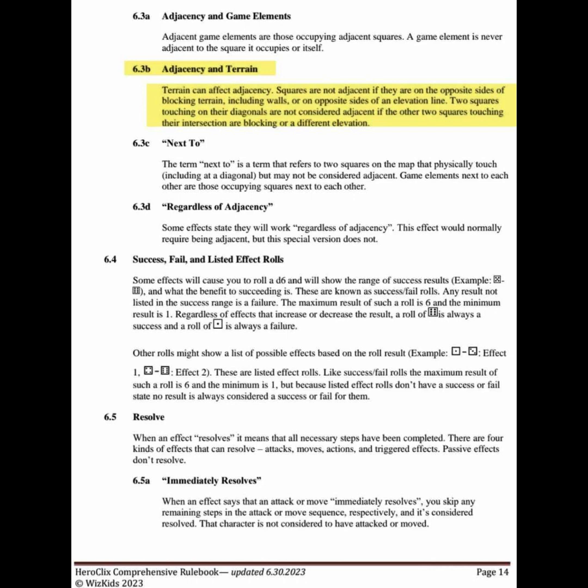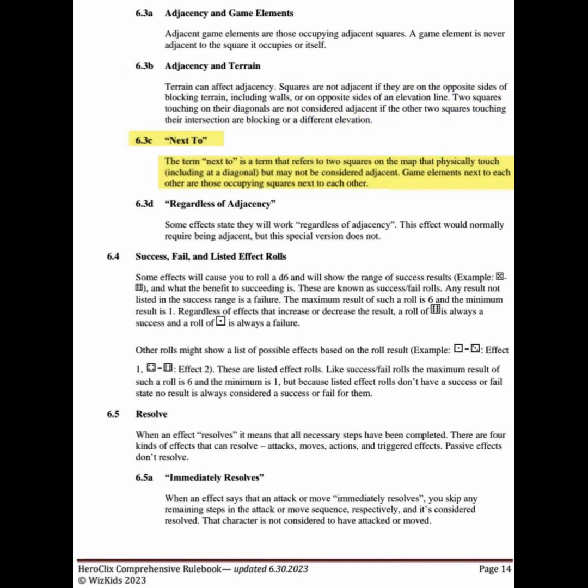6.3b Adjacency and Terrain. Terrain can affect adjacency. Squares are not adjacent if they are on the opposite side of blocking terrain, including walls, or on opposite sides of an elevated line. 2 squares touching on their diagonals are not considered adjacent if the other 2 squares touching their intersections are blocking or different elevation.